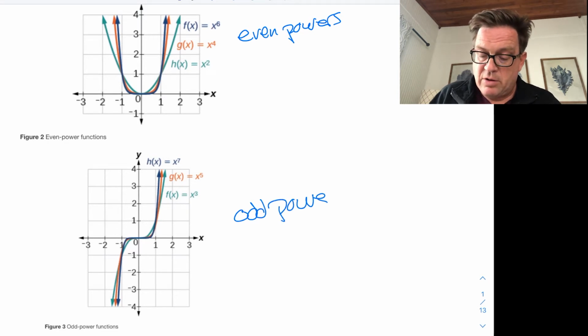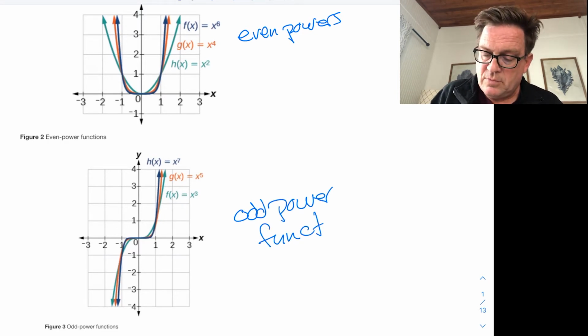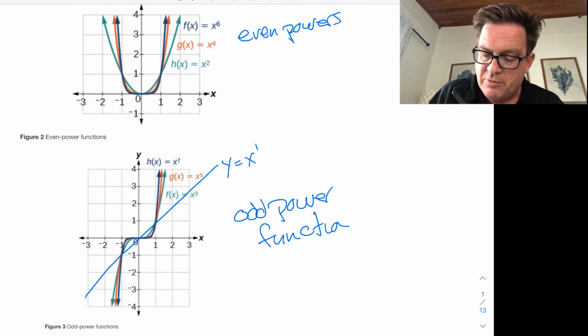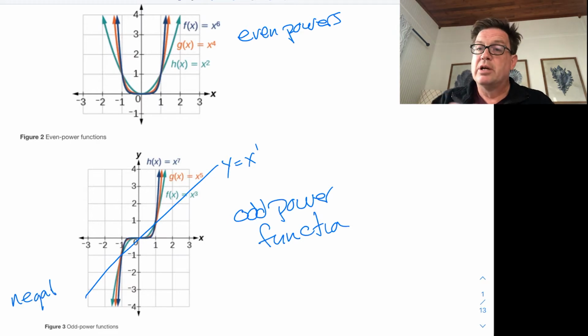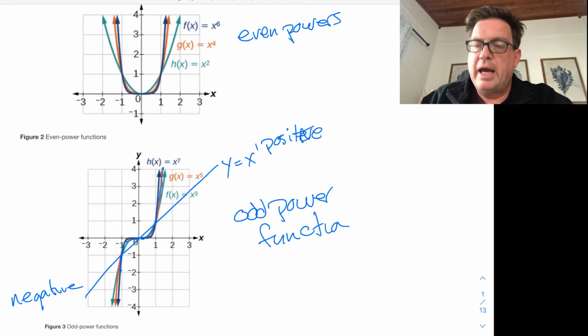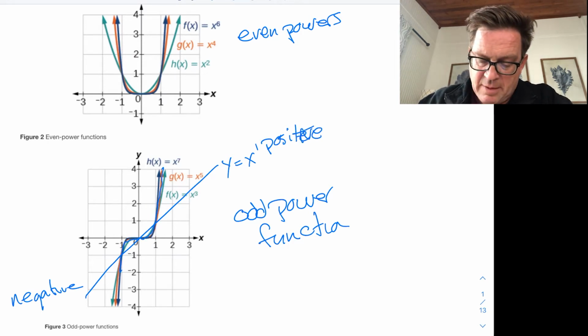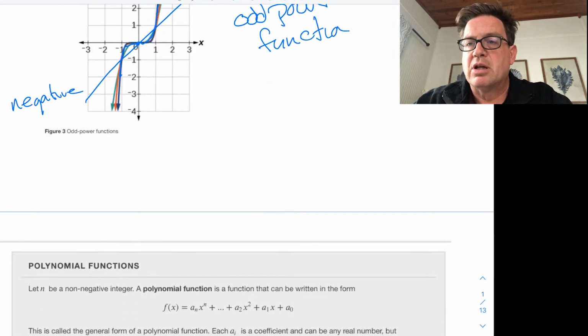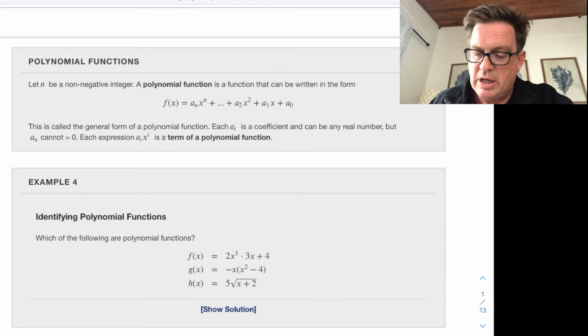An odd power function is similar to x cubed, or even, they don't put it in the graph in the book, but even y equals x to the 1 is similar. It starts off negative and ends up positive. And x cubed and x to the fifth are the same, but then they flatten out for a second in the middle near the origin at 0, 0.